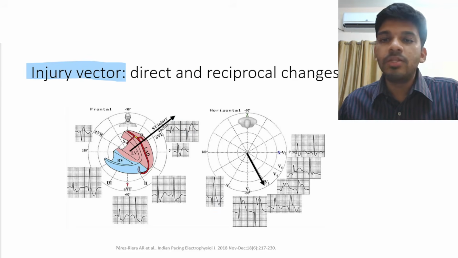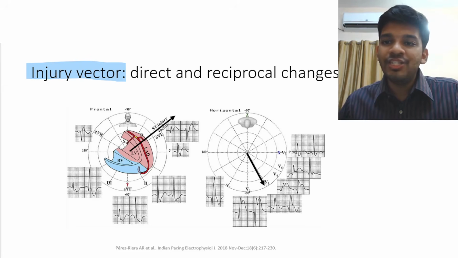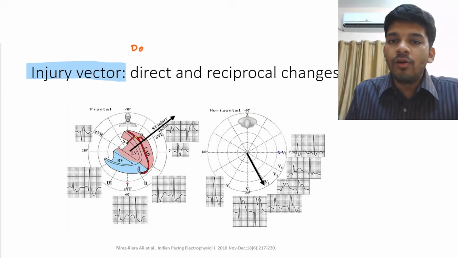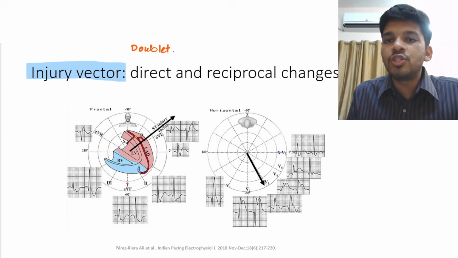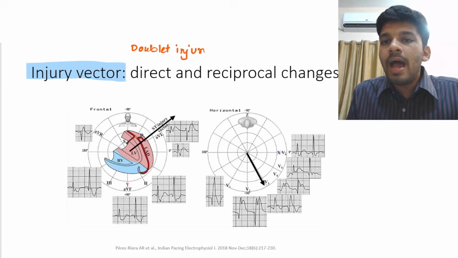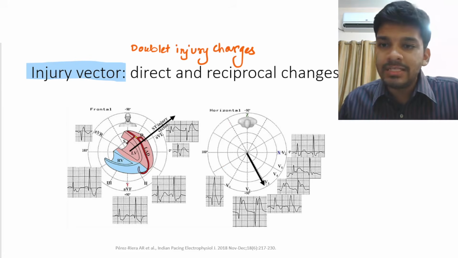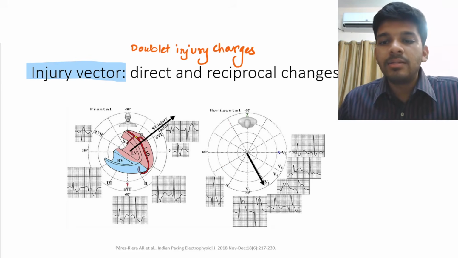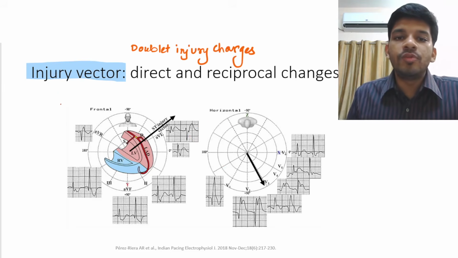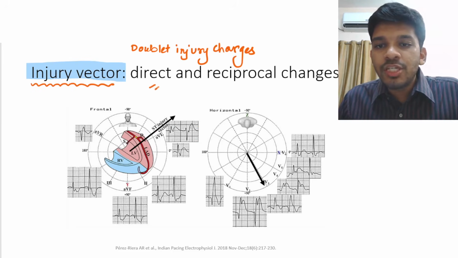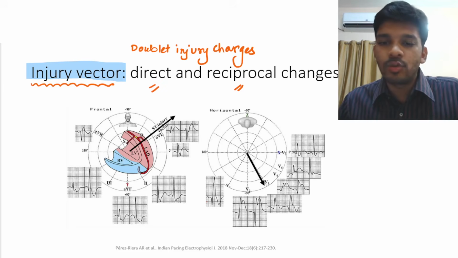The most accepted theory currently is a doublet injury current. There is an injury current whenever there is an area of myocardial infarction, and it relates to how the myocardium has charge distribution across its cell membranes. Let's not go into the physiological details of why ST elevation occurs in myocardial infarction, but the injured area of the myocardium produces an injury current, which leads to the formation of an electrical injury vector, which causes direct changes and reciprocal changes on the electrocardiogram.